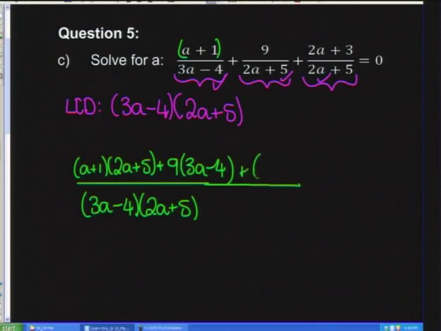And this 2a plus 3 was over the 2a plus 5. So therefore, what it's missing is the 3a minus 4. And it's equal to 0.